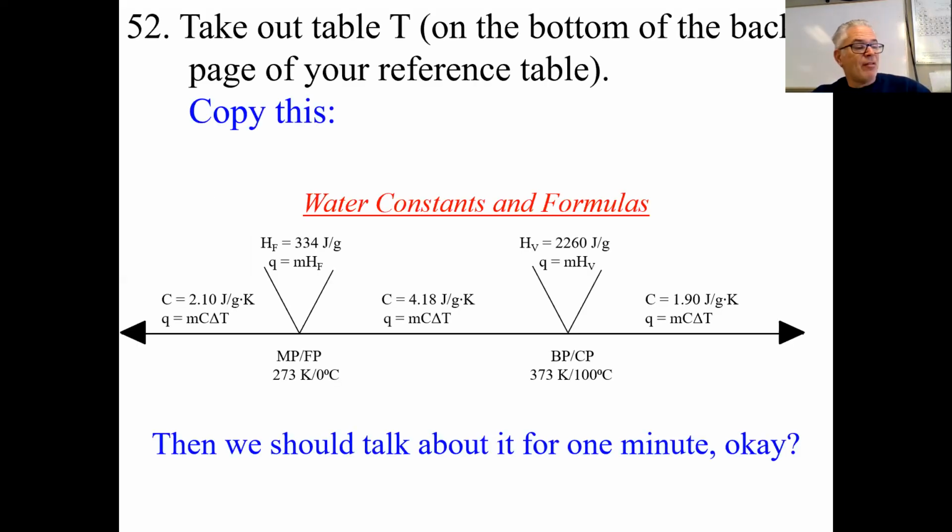All right. On the very back of the reference table, down here on the bottom, there's a lot of space. We're going to draw this water constants and formulas. Now, this is a temperature line, and this temperature line is going to show you for every temperature change or every phase change for water, what thermochemistry formulas you're going to use and what constants you're going to use.